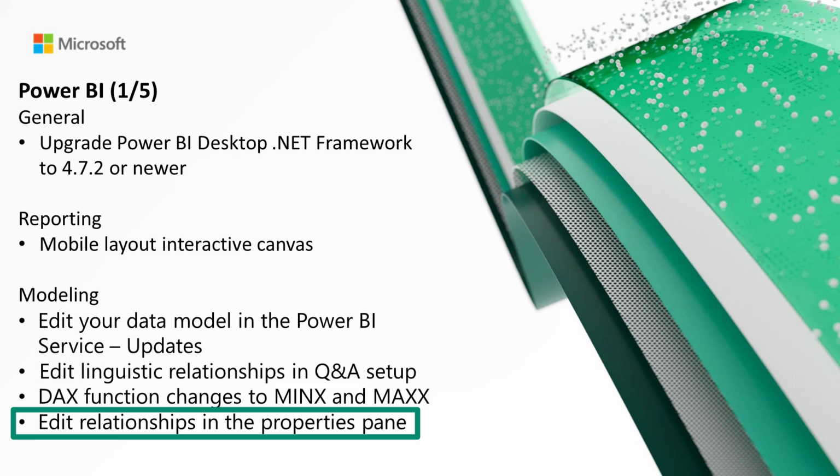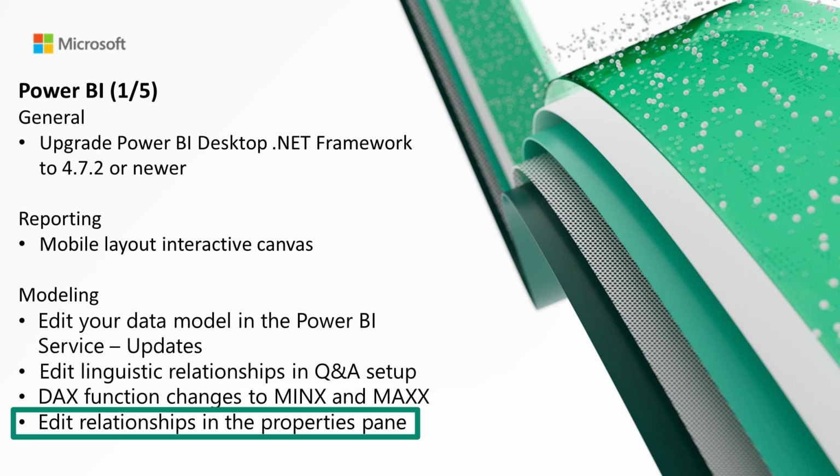Edit relationships in the property pane is now GA. We're excited to announce the general availability of the Edit relationships in the property pane. The Edit relationships in the properties pane has been available for public preview since October 2022. Now you can click on any relationship line in the modeling to edit your relationship in the properties pane.